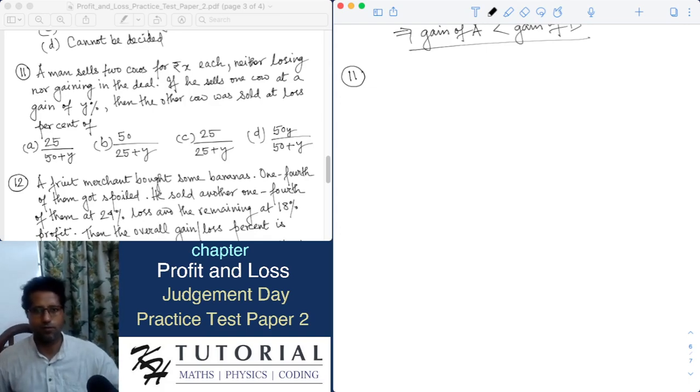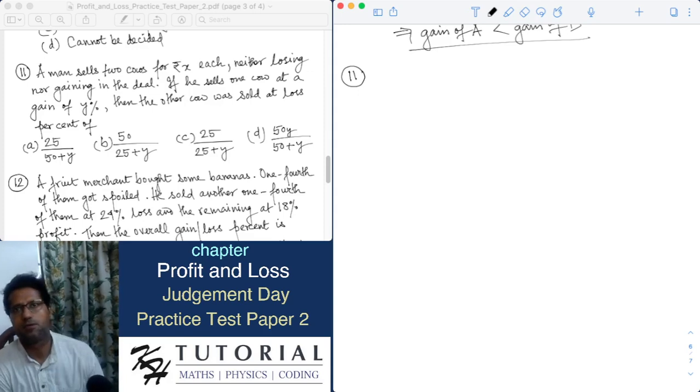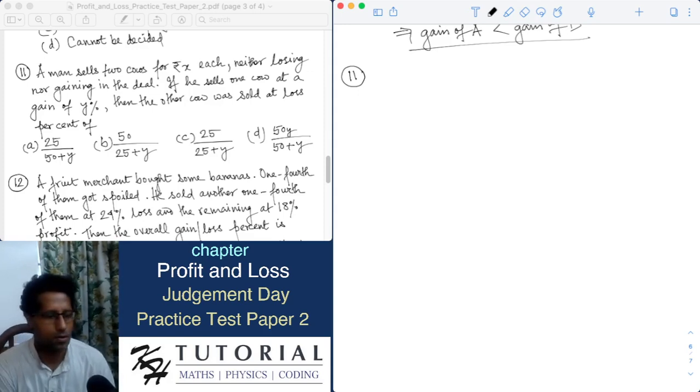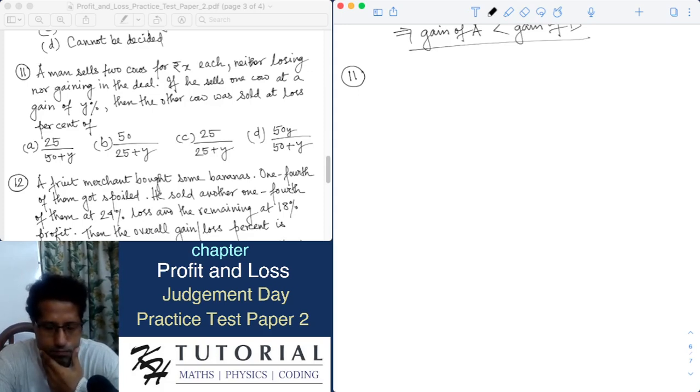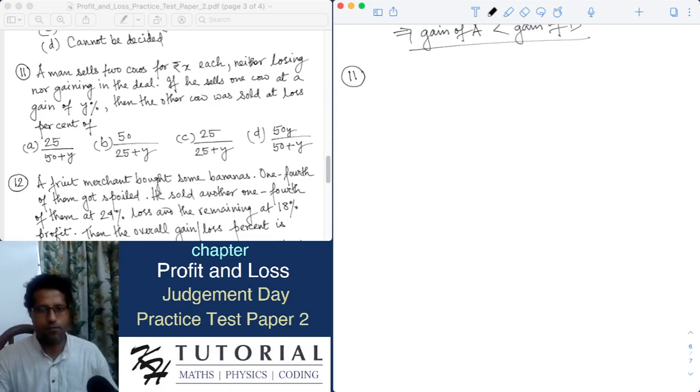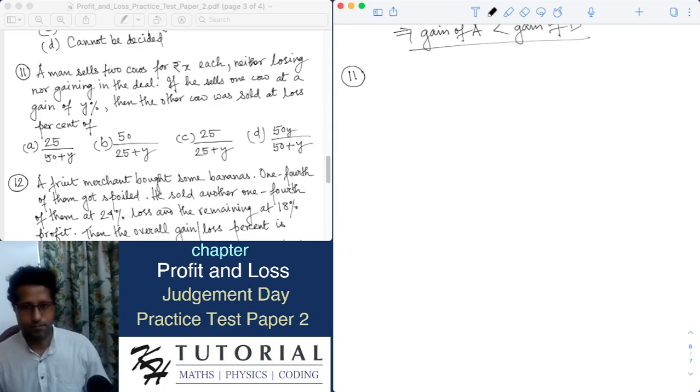Meaning there was no loss and no gain, which means the total selling price is equal to the total cost price. If he sells 1 cow at a gain of Y%, then the other cow was sold at a loss percent of... Some choices are given in terms of Y, not X. In the choices, all the terms have only the Y.